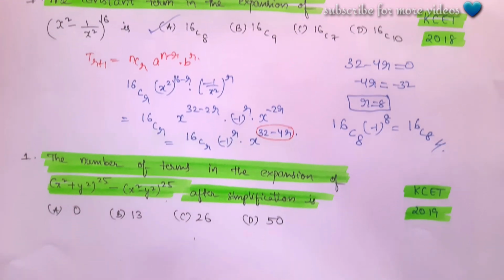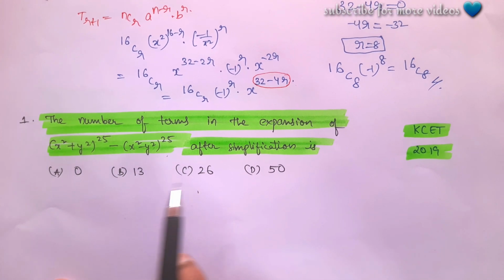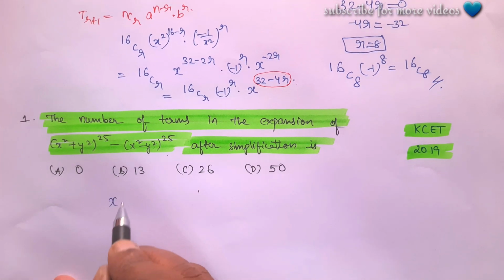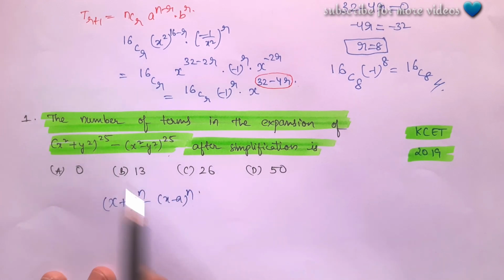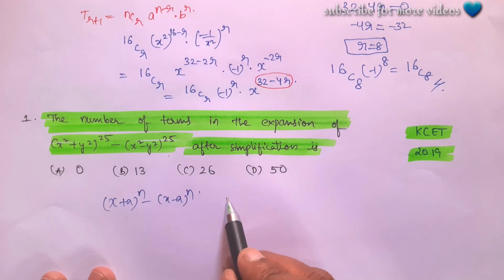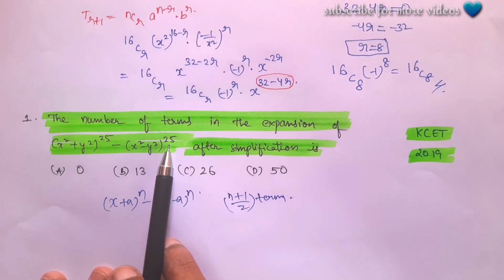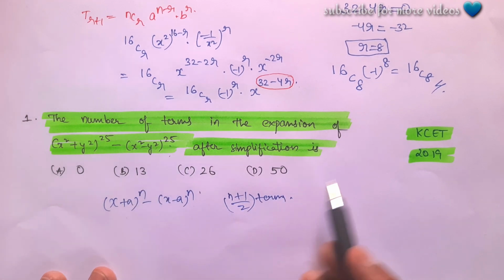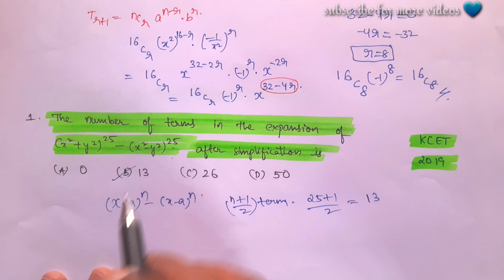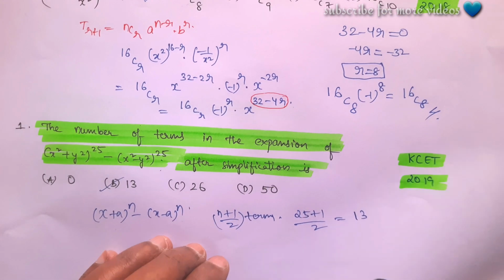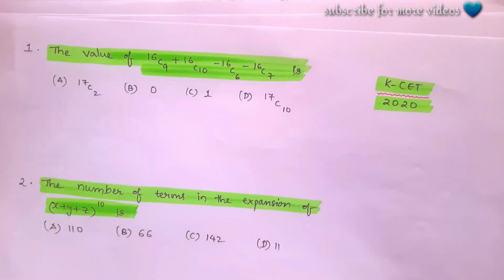So understood. Next, this is next Kcet 2019 question. This question is also related to 2017, which is in the form of x plus a whole power n minus x minus a whole power n. So formula to find number of terms when it is odd, as 25 is odd number, formula is n plus 1 by 2 terms. So similarly the answer will be 25 plus 1, 26 by 2. So 26 by 2 is 13 terms will be there.